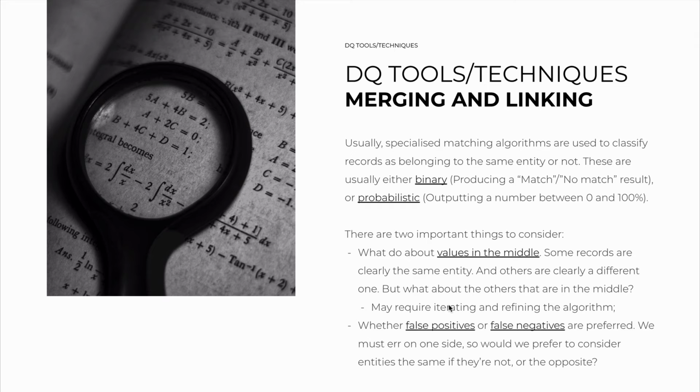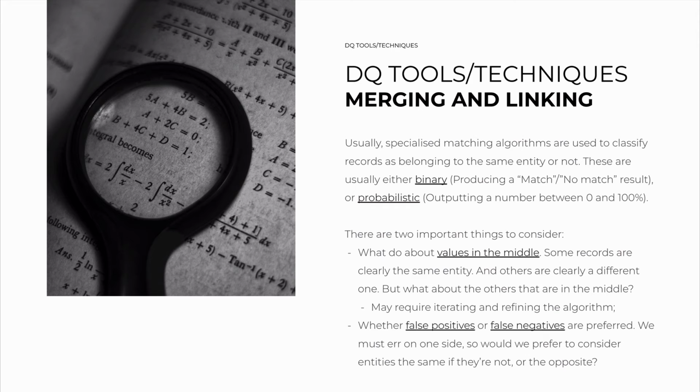These may require iterating and refining the algorithm. So you examine the values in the middle and maybe you add additional attributes that can be used to help decrease that middle. For example, this comparison algorithm determined that this product has a similar factory and a similar name to this other one. But they can't be the same ones because the production years are 20 years apart. So you can include the production year in the matching attributes and run it again.